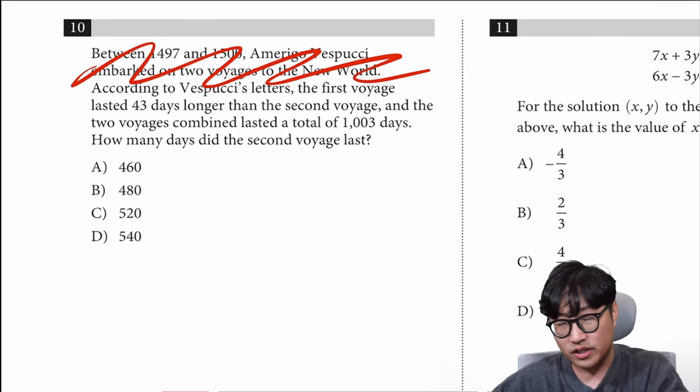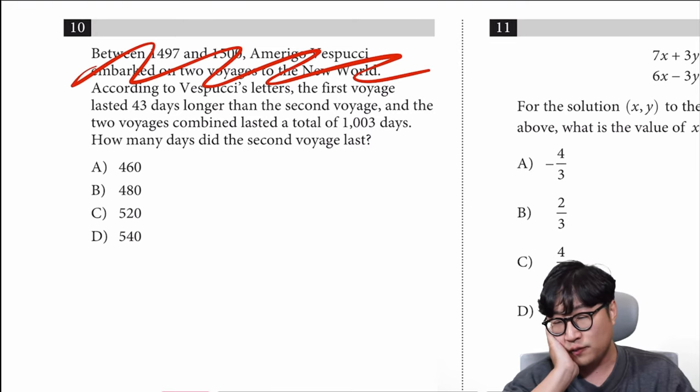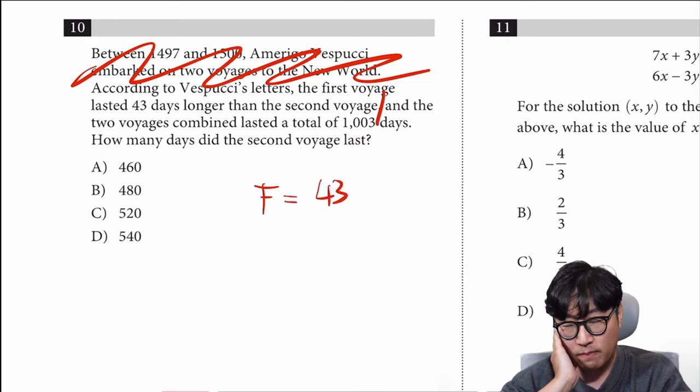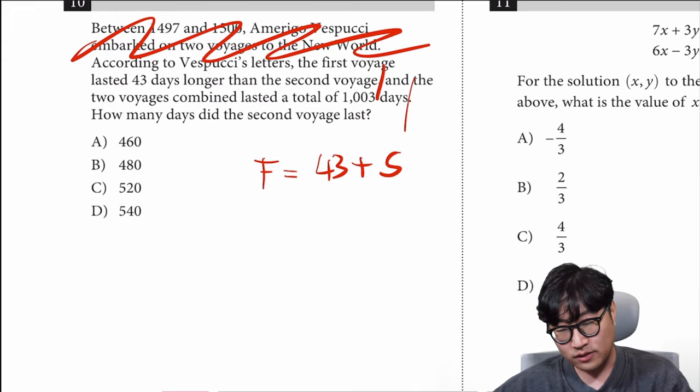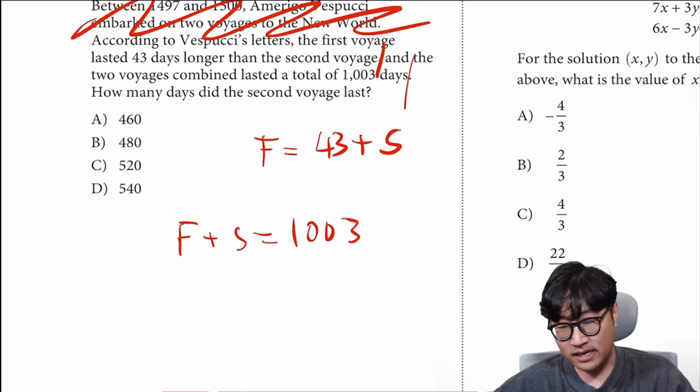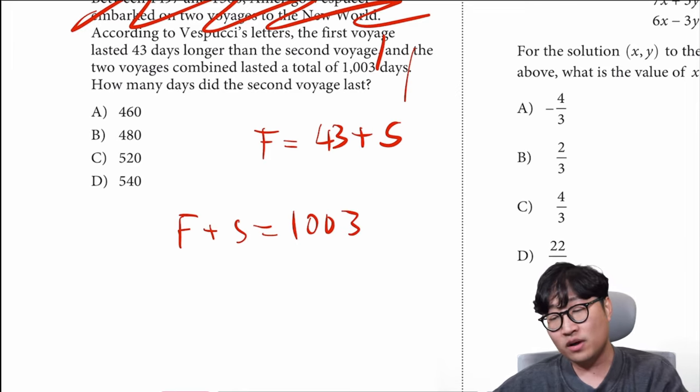According to Vespucci's letters, the first voyage lasted 43 days longer than the second. Stop. First is 43 more than the second. And the two voyages combined lasted a total of 1,003 days. So F plus S is equal to 1,003. How many days did the second voyage last? So I want the S.